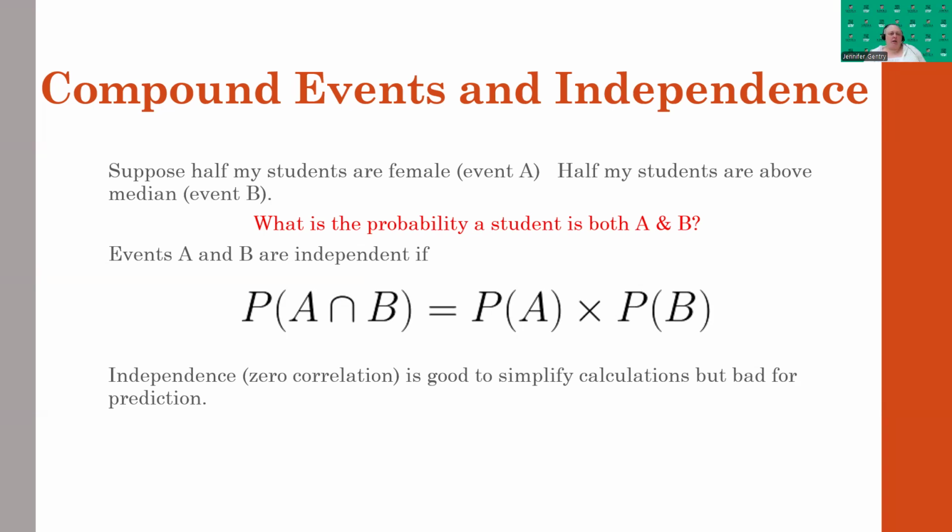Independence means there's not going to be any type of correlation between those two. Independence is hard to predict. It's easier to predict something if there is a correlation, because you can expand that correlation into the future.